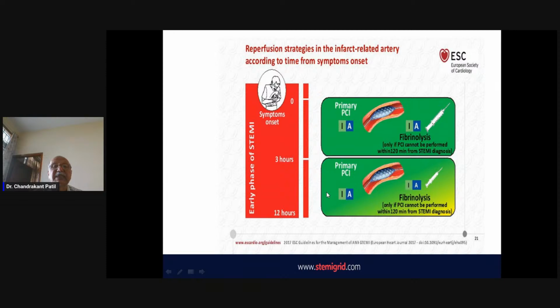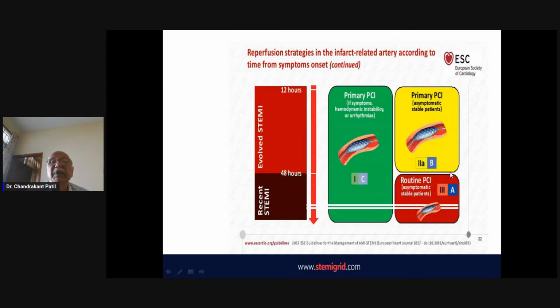So as per the guidelines, within 3 hours, definitely primary PCI is preferred, and also within 12 hours, primary PCI is the preferred method, whereas within the first 1 to 2 hours or 3 hours, even with continuing pain up to 12 hours, if there is no facility for a primary PCI, fibrinolysis can be undertaken immediately.